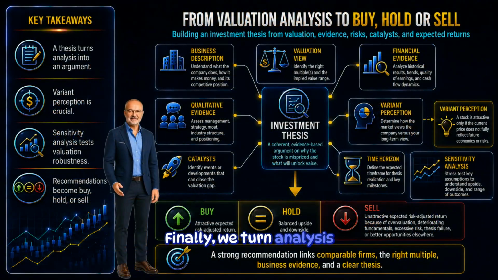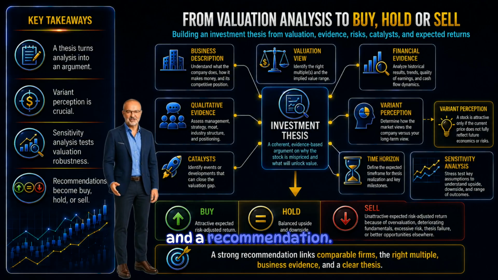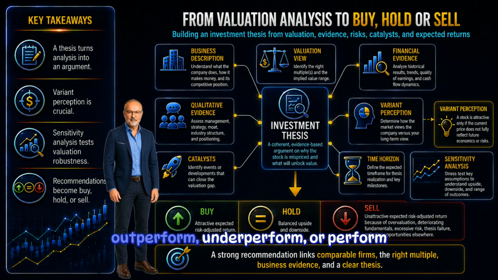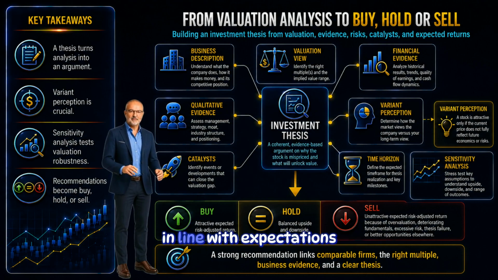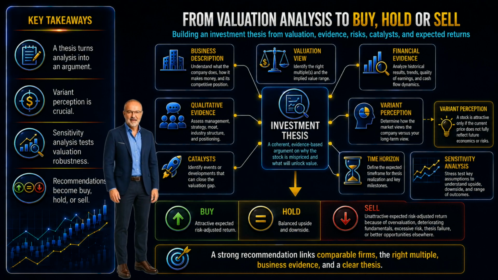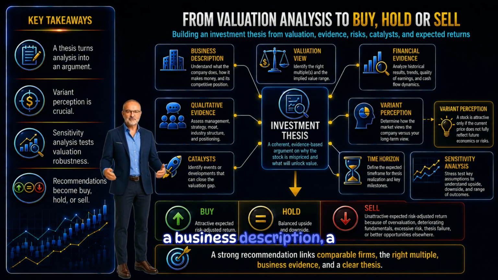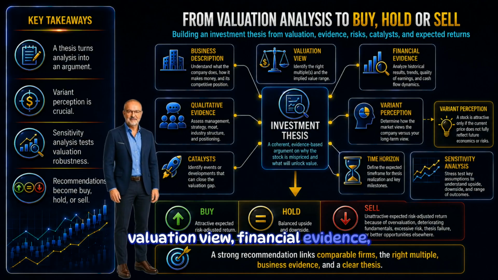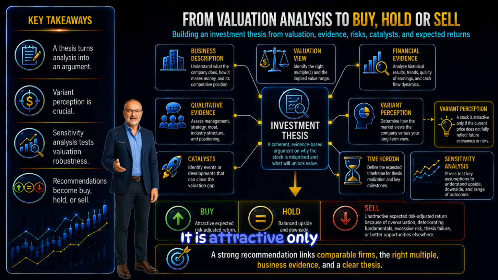Finally, we turn analysis into an investment thesis and a recommendation. An investment thesis is a clear argument explaining why a security should outperform, underperform, or perform in line with expectations over a stated horizon. A strong thesis includes a business description, a valuation view, financial evidence, qualitative evidence, variant perception, catalysts, risks, and a time horizon. Variant perception is especially important. A stock isn't attractive merely because the company is good. It is attractive only if the current price doesn't fully reflect the company's future economics, risk, or strategic position.